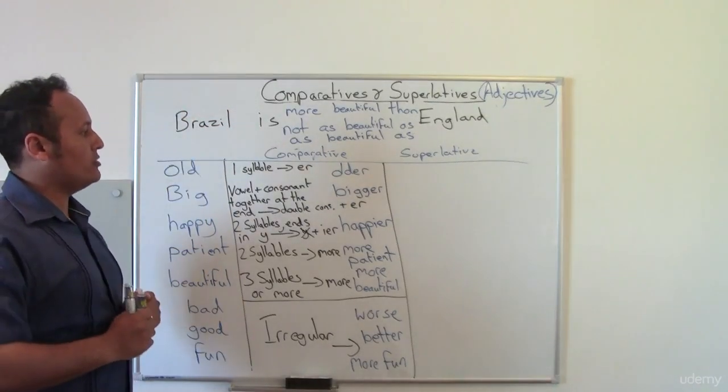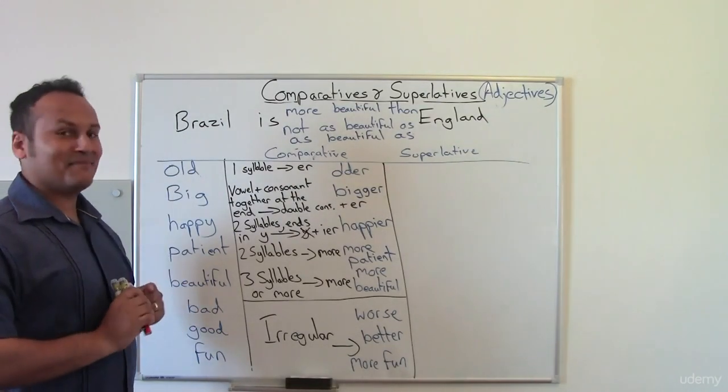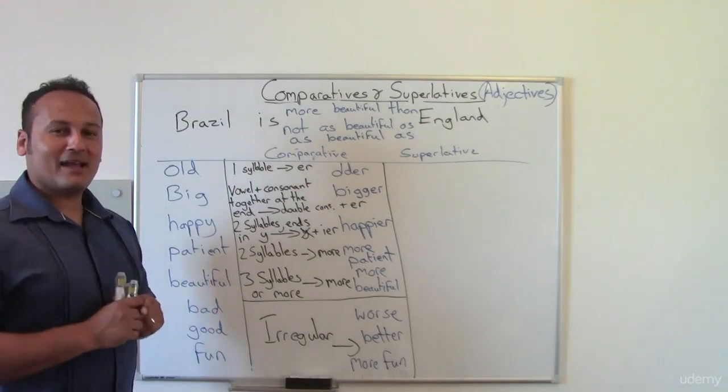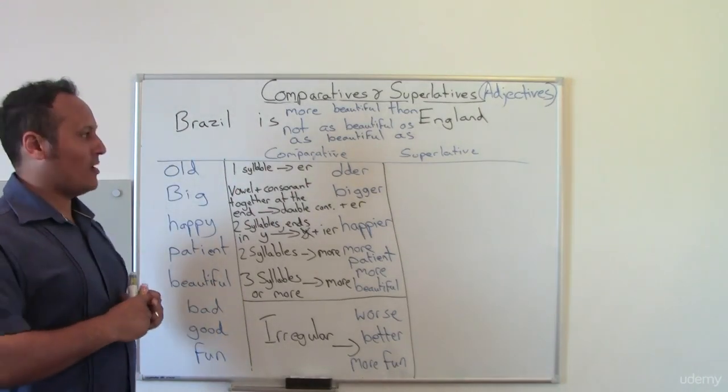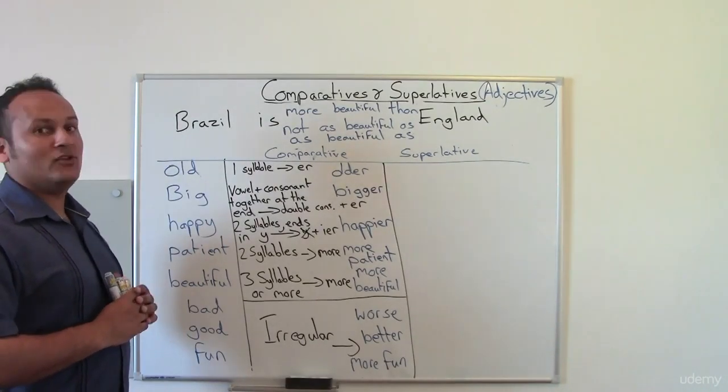And those are how we use the comparatives with adjectives. The second part of this lesson will be discussing the superlatives. But right now I think you need a little break. So we will end this lesson here to talk about the comparatives using adjectives.